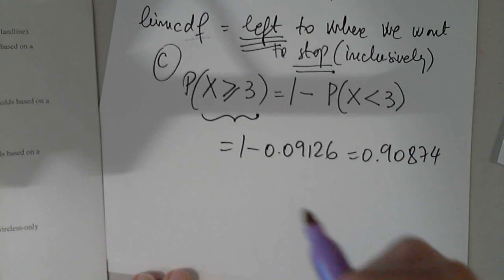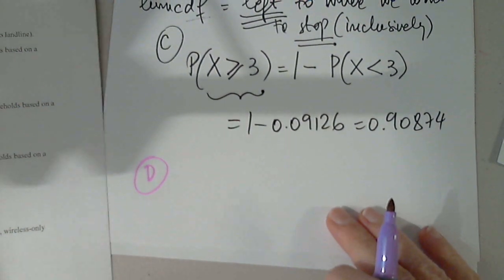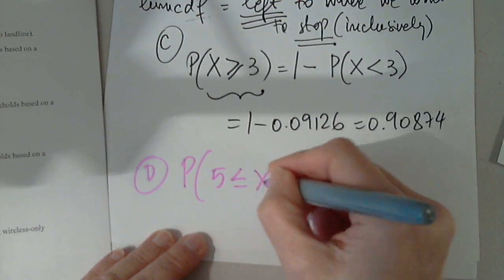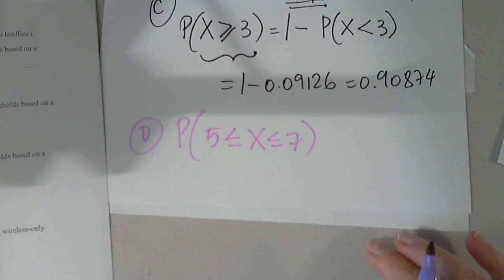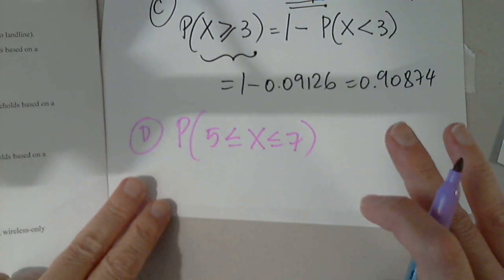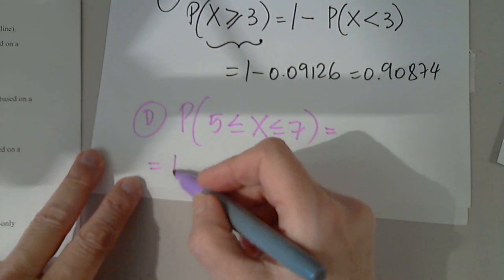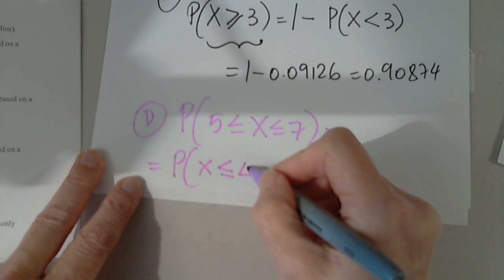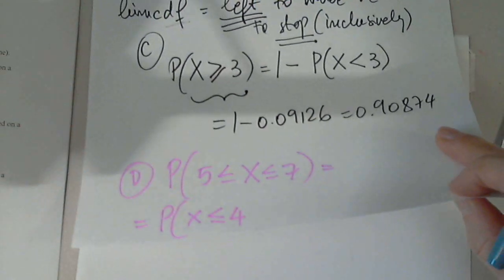Okay, and last one. What is the probability of obtaining between 5 and 7, based on a random sample of 20? Careful with this one, because for the calculator, we have to write P less than or equal to 4. Let me explain and then I'll come back to this.